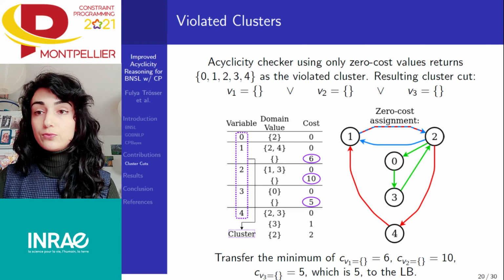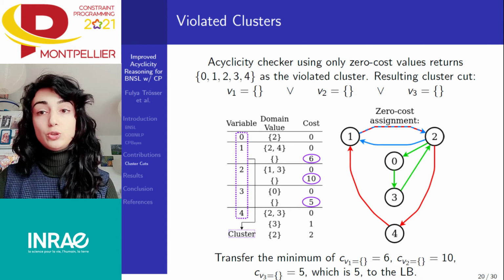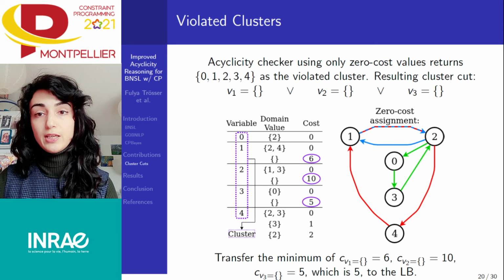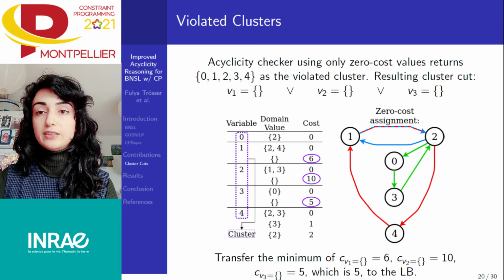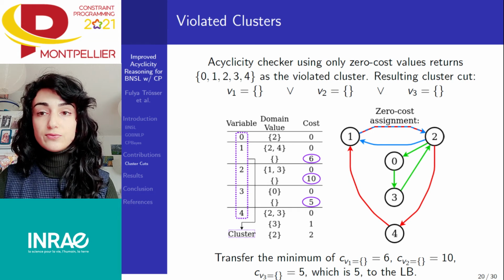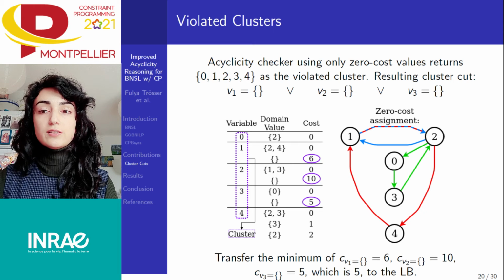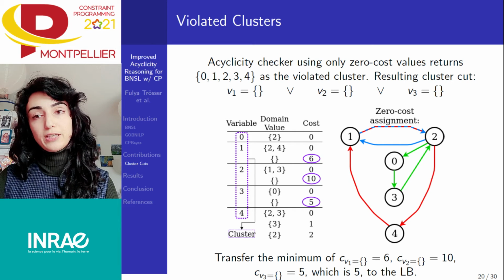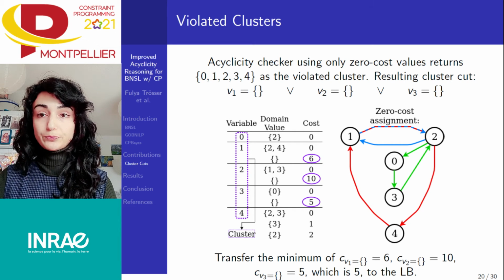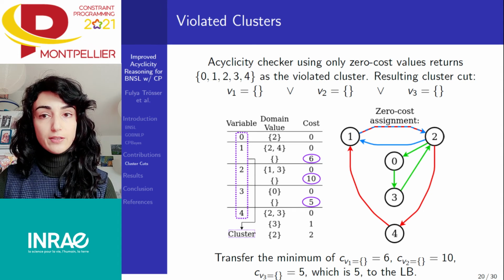As a result, we have this new constraint. Either v1 or v2 or v3 must be assigned to the empty set. Once we have this new constraint, it is clear that we'll have to pay a cost of at least 5. So we can deduct this cost of 5 from the cost of these 3 values and add it to the lower bound. As a result, 6 will become 1, 10 will become 5, and 5 will become 0. And the lower bound will increase by 5.